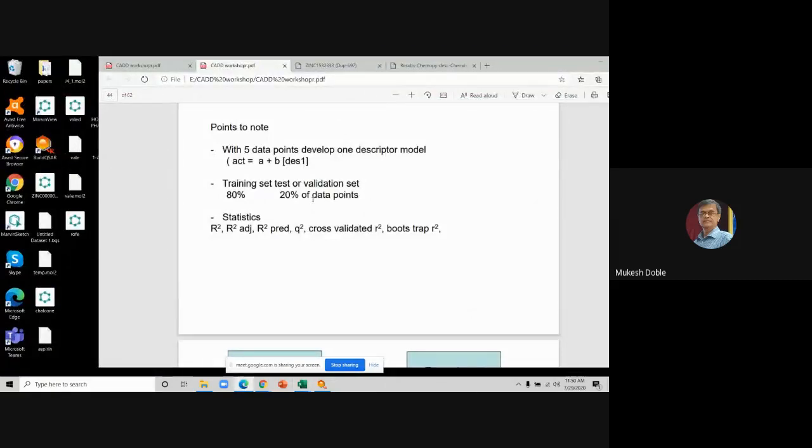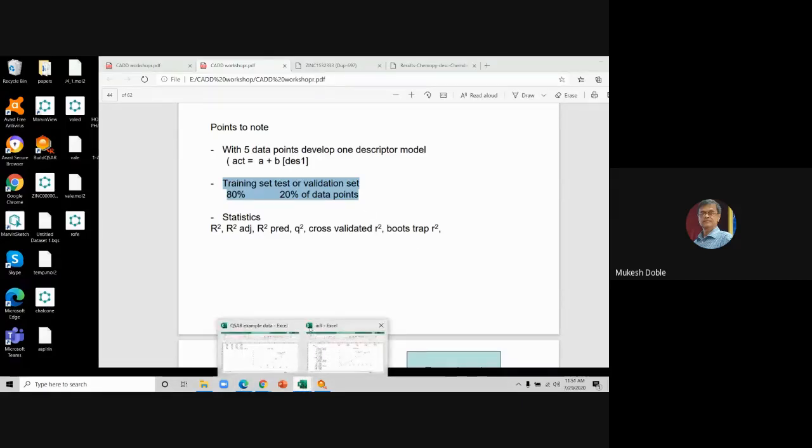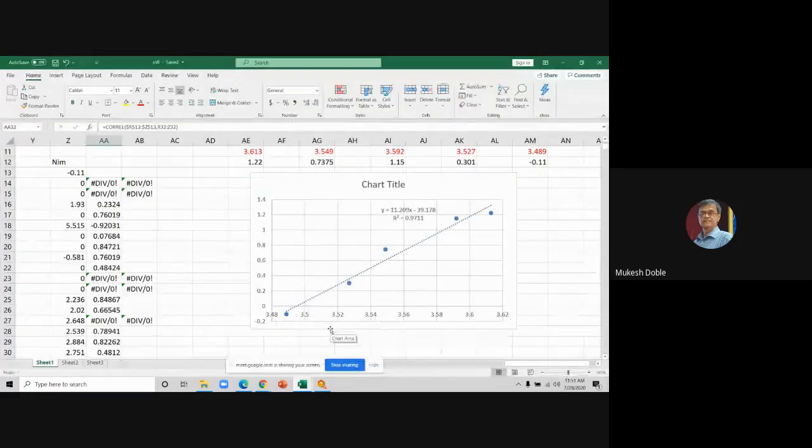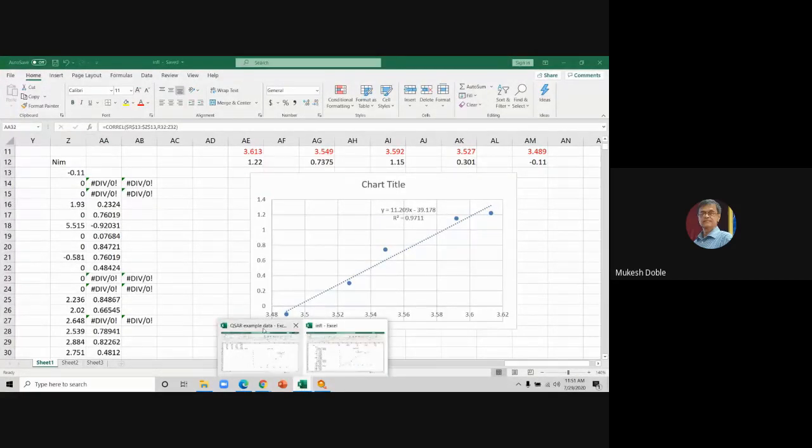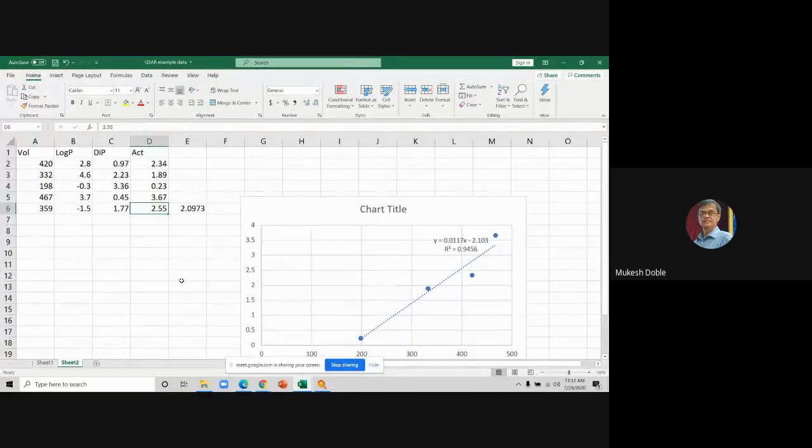Okay, when we are developing QSARs, this particular point is very, very important, because QSAR is not only fitting but also predicting. Okay, so the prediction: if I take only the top 4 and try to predict the fifth one, the model is good.